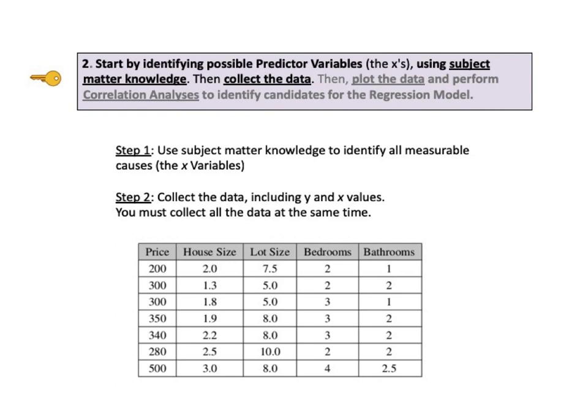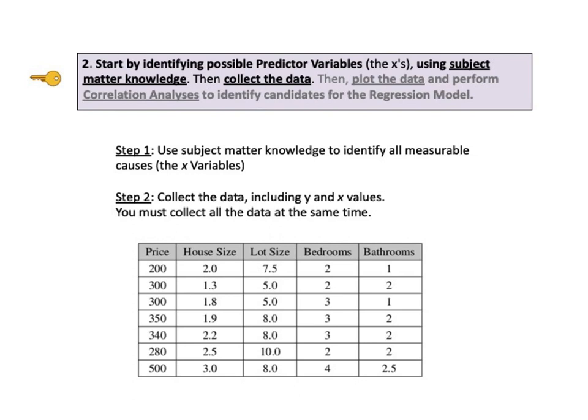House size in thousands of square feet, lot size also in thousands of square feet, the number of bedrooms, and the number of bathrooms. Then in step 2, we collected the data. To keep this simple, we are just showing data for 7 houses. The y values are the prices in thousands of dollars as shown in the leftmost column. The 4 x values for each house are shown in the remaining 4 columns.